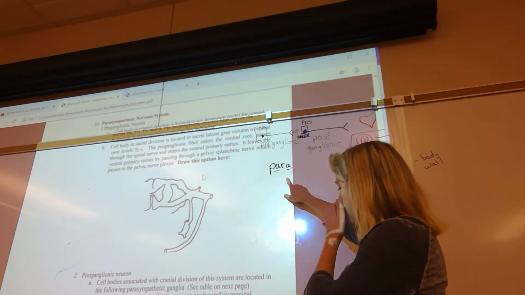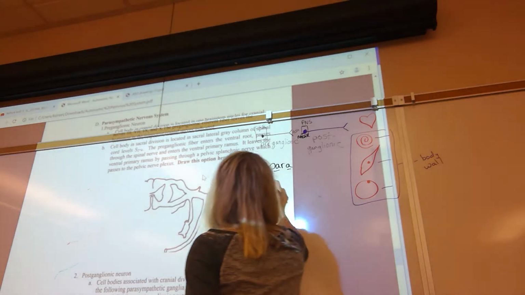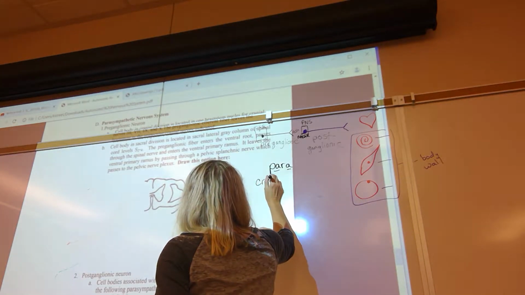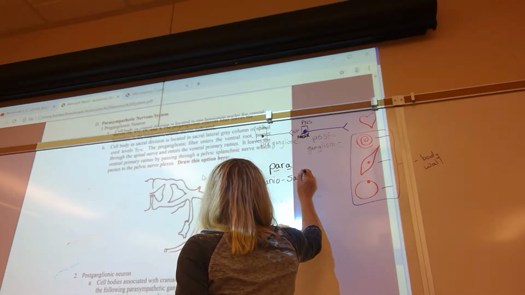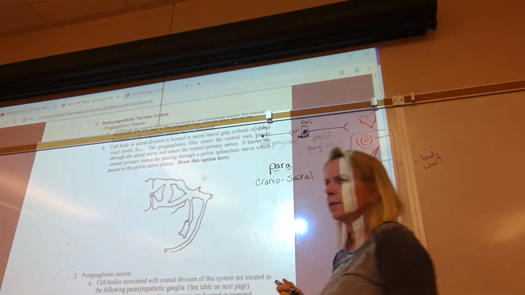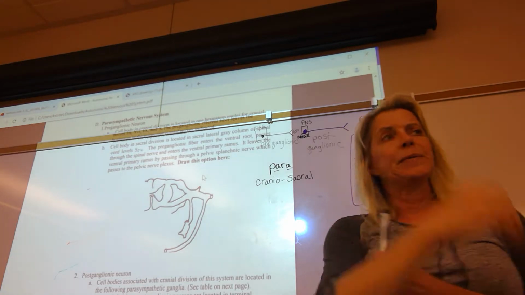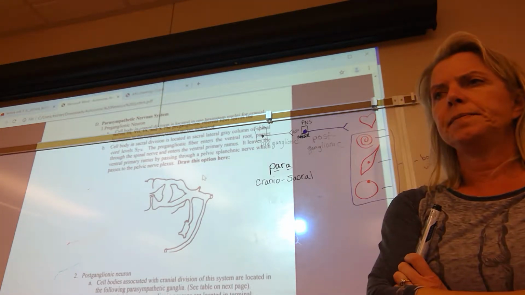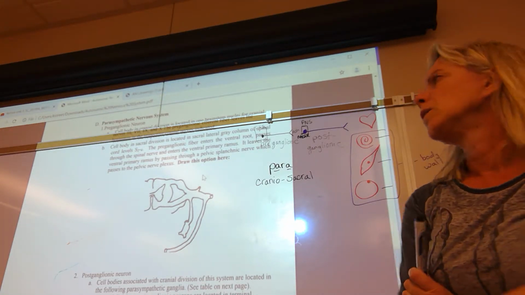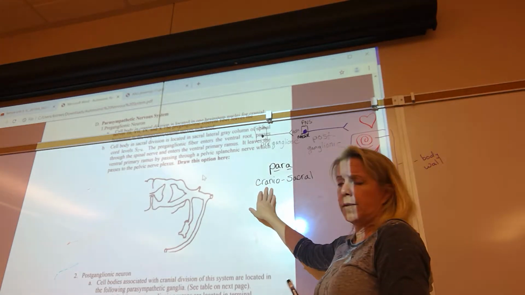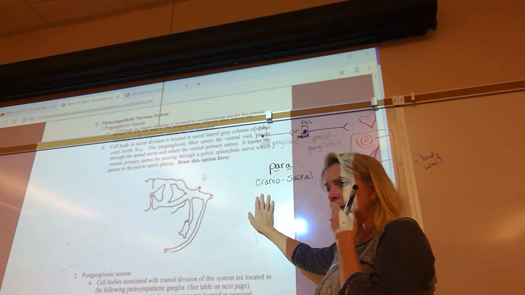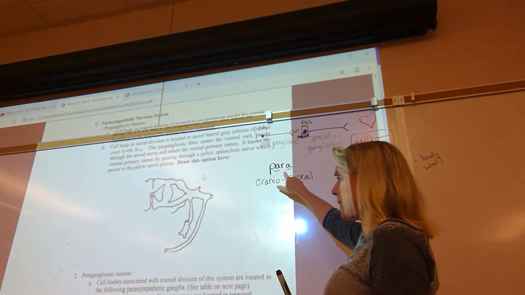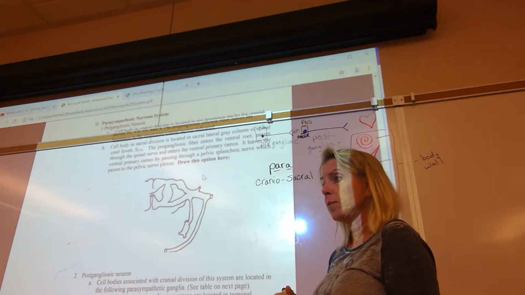So where do we find parasympathetic? We find it cranial or in the sacrum. Craniosacral in origin. By what nerves coming from the brain have parasympathetic preganglionic fibers?